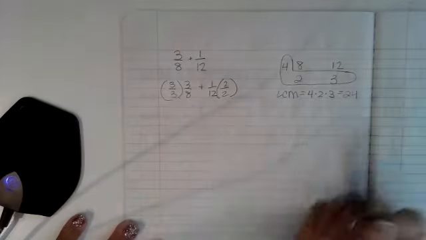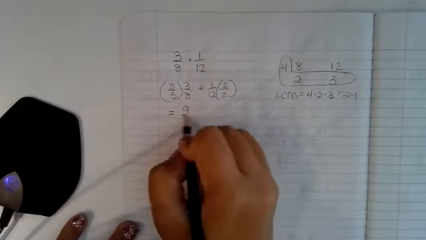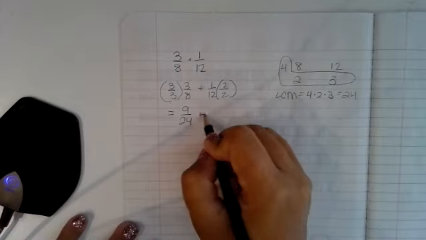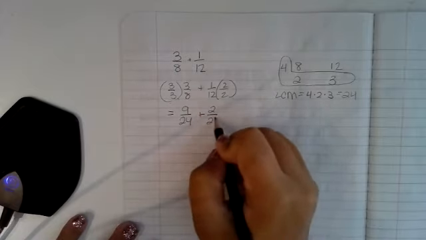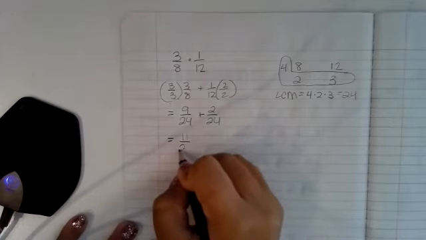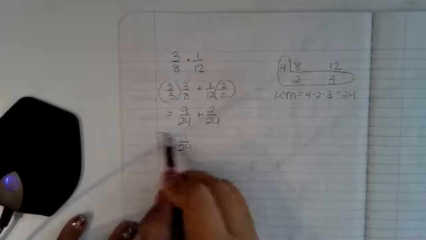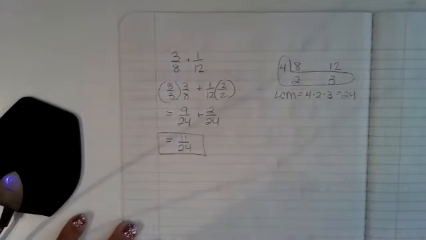From here, I'm going to go ahead and simplify, which means I have 9/24 plus 2/24. I can combine and I have 11/24. No common factors shared there. So I am going to go ahead and, there you have it, box my answer.